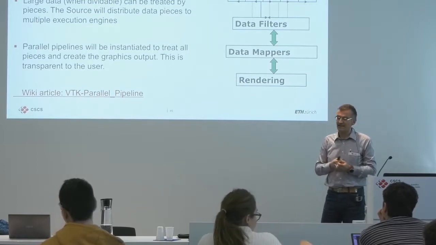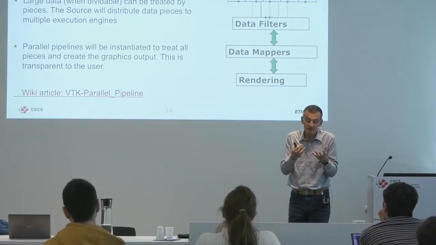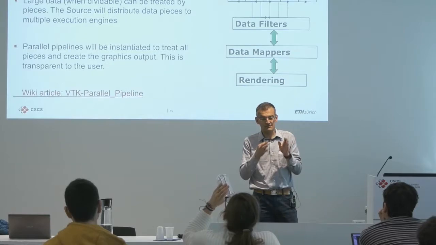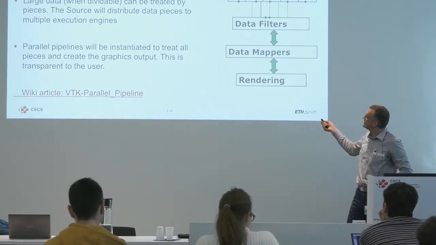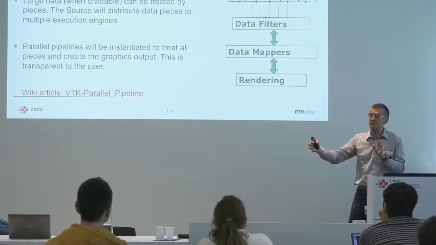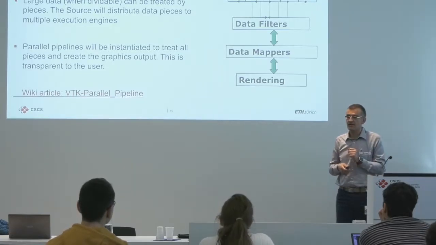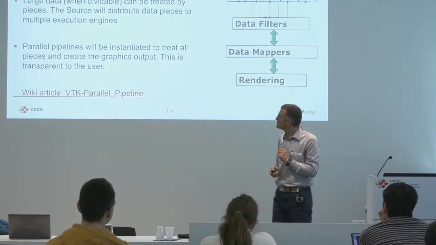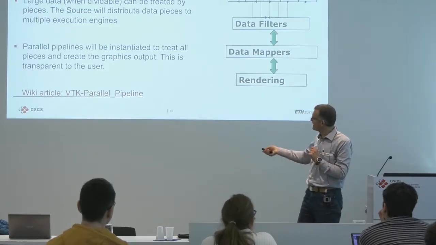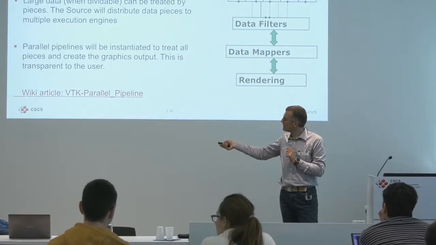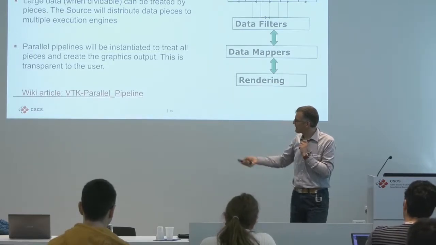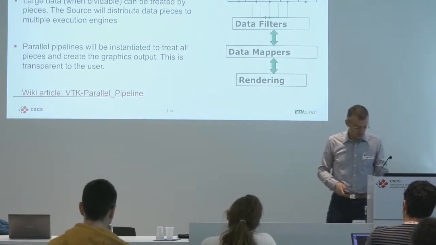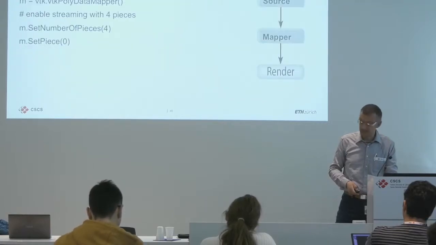If your reader knows how to divide your data cleanly, in that case, the pipeline will be instantiated multiple times for as many servers as you have to execute the pipeline. You have here an article that you can read later on at your desk on the VTK parallel pipeline in the wiki. It's pretty instructive on how this is done.